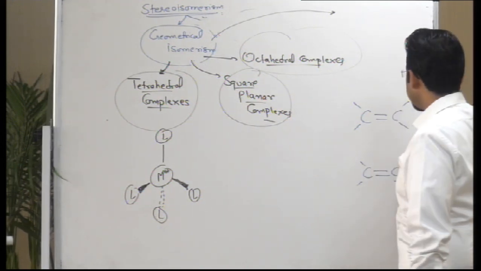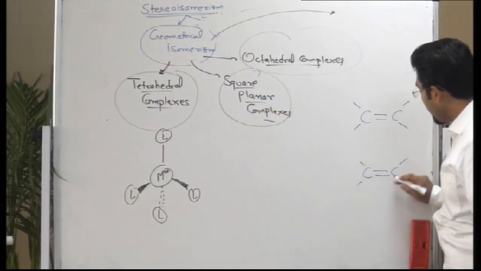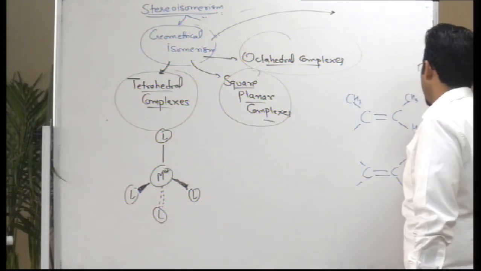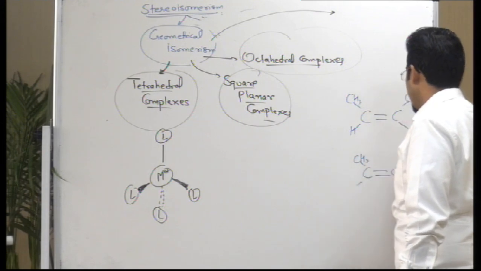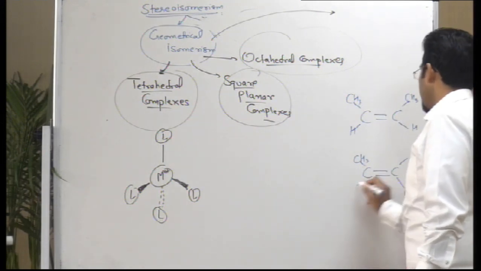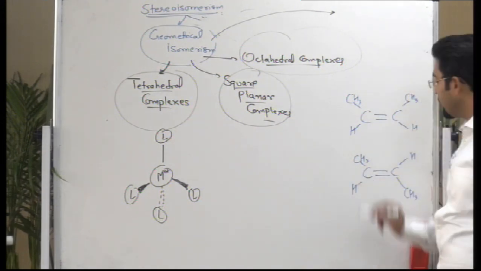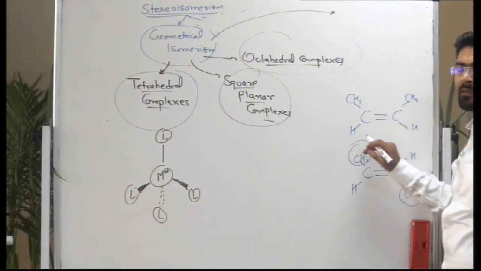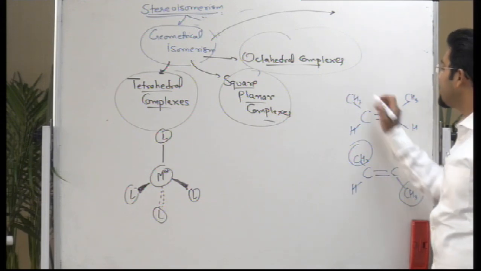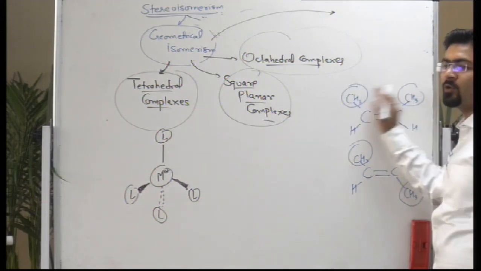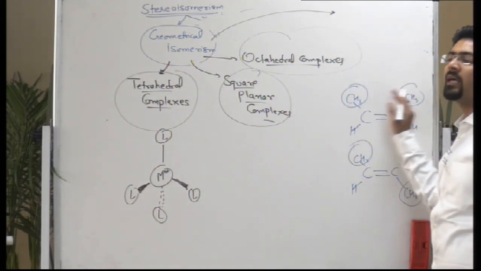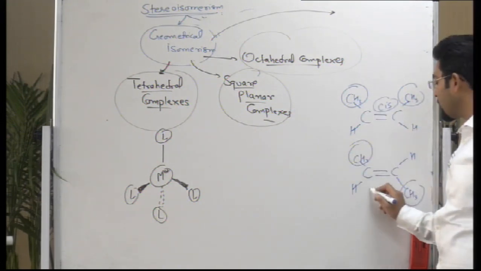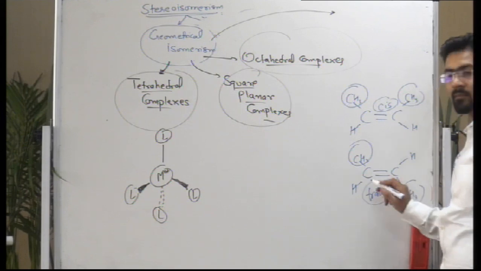Let me just take the same example of 2-butene. In one case, the 2 CH3 groups were on the same side, and in the other case, the 2 CH3 groups were on different sides, right? So we say that the same groups are present opposite to each other, and the same groups are present adjacent to each other. Because they are adjacent to each other, it's called cis, and because they are opposite to each other, they are called trans, right?